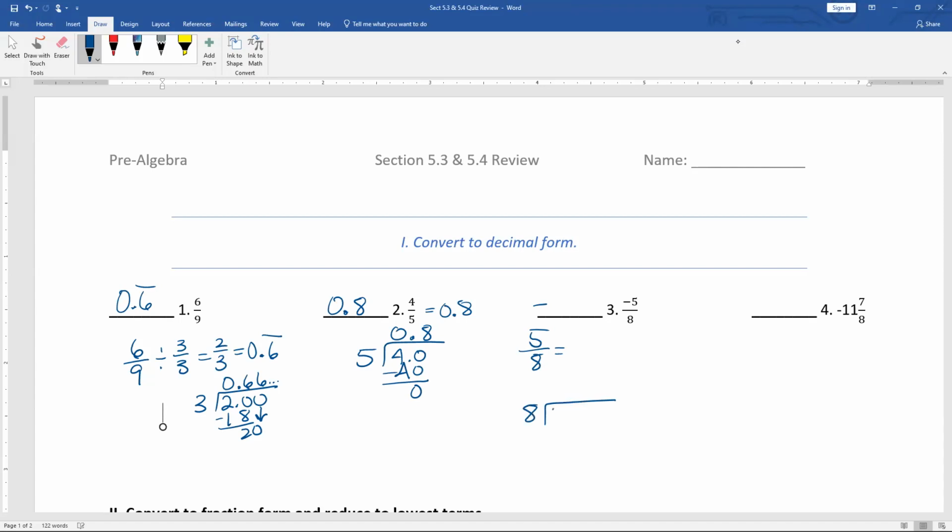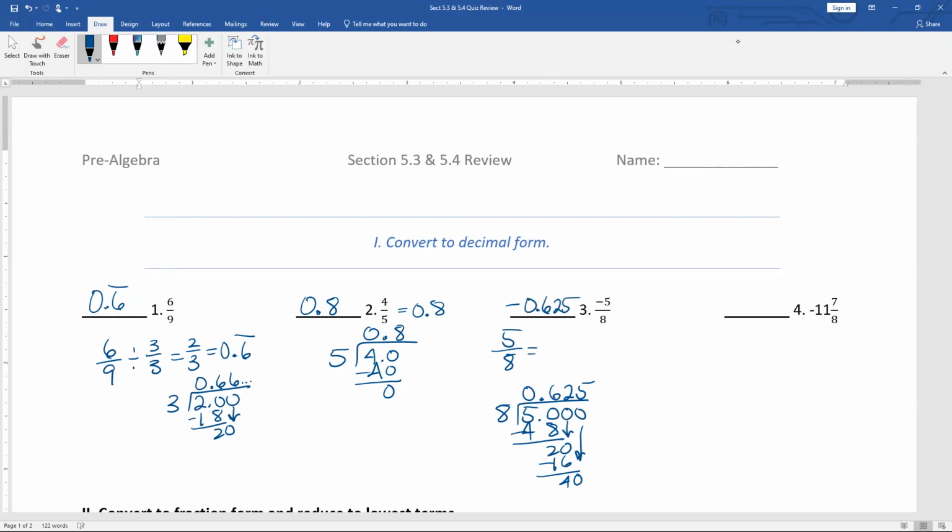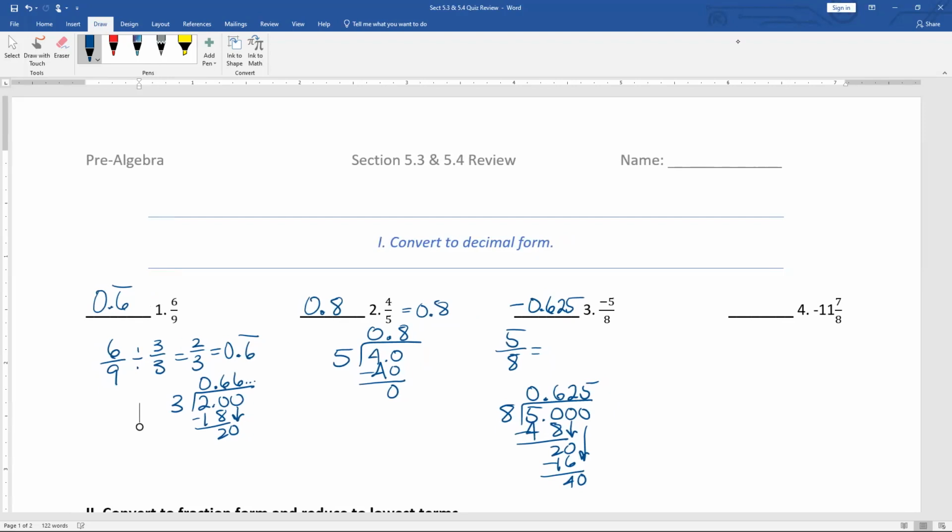So go ahead and do the division, put in the 5, add a couple of zeros. 8 goes into 56 times, and you get 48, which gives you a remainder of 2. Bring down your 0. 8 goes into 22 times. That becomes 16. You get a remainder of 4, and 8 goes into 45 times. So negative 0.625 is the decimal form of that fraction.